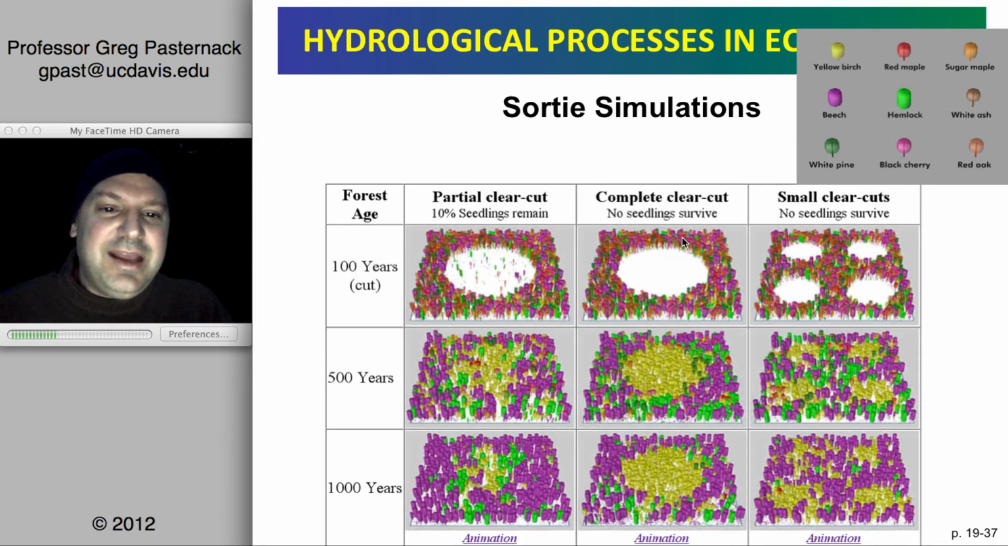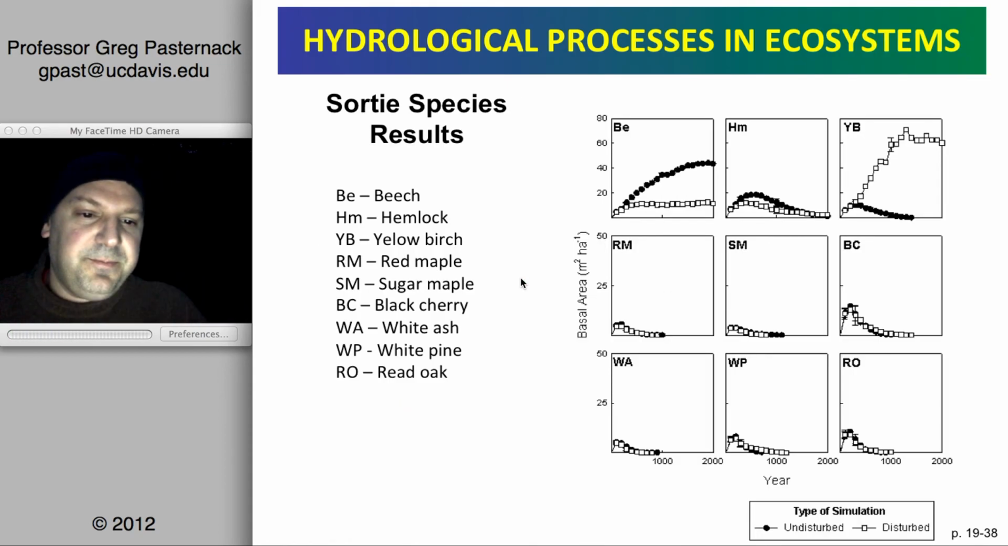If we look at a complete clear cut, now it's quite different. Now the yellow birch is able to shoot its seeds far out and grow a monocultural stand of yellow birch, and even 1,000 years later, it's staying robust. With 4 smaller clear cuts, you see a blend of the two. It does help some to have a smaller clear cut, but really what matters more is keeping some seedlings in there to maintain that diversity.